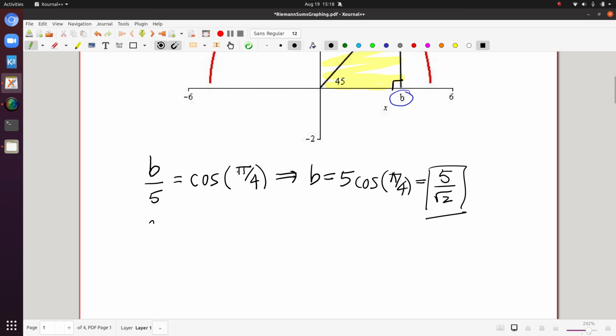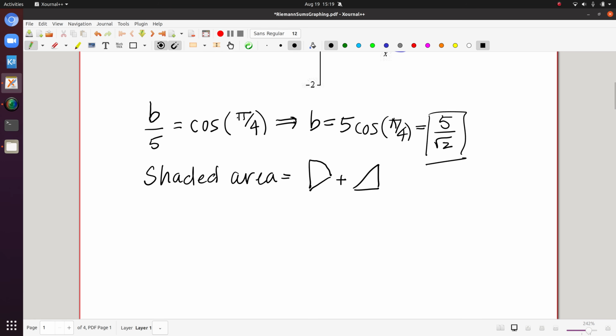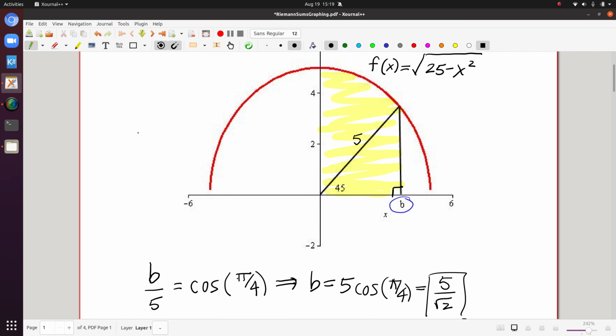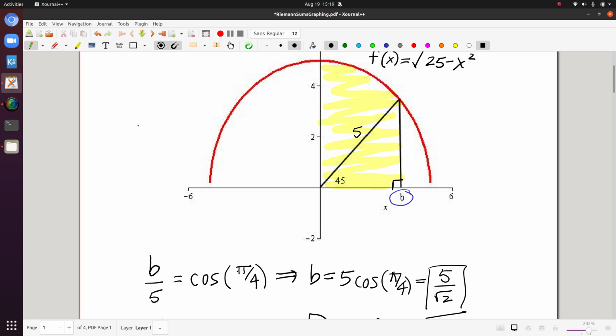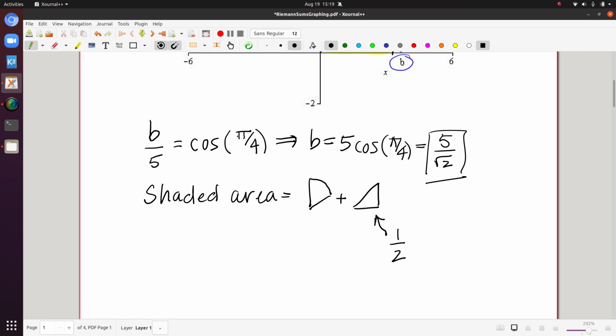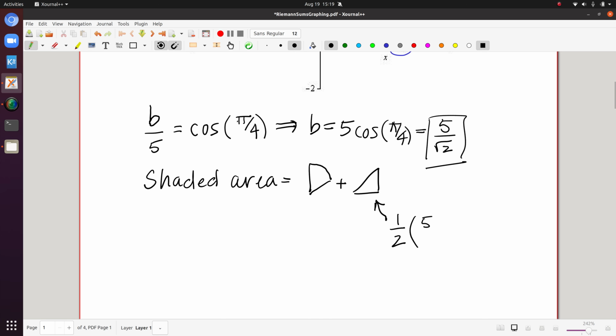So taking advantage of that being a right triangle, the shaded area, I'm going to envision as being broken into two pieces. And I'm going to find the area of each of those pieces. Likely the easier one to work with is my triangle. We know that the area is 1/2 base times height. And notice that the base has length 5 over square root of 2 because we just found b. So 1/2 times 5 over square root of 2, squared.